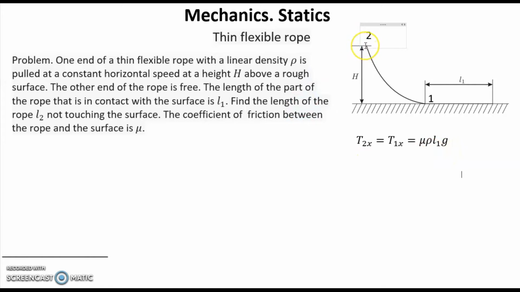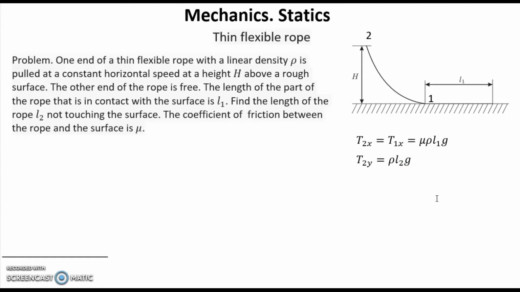Vertical part of this tension T2y, it's exactly equal to weight of this free part of rope, because the first end has a tension exactly horizontal, no vertical part. It means that all weight of this part of rope is exactly equal to vertical part of this tension, and we have this equation, T2y equal ρ L2 g.